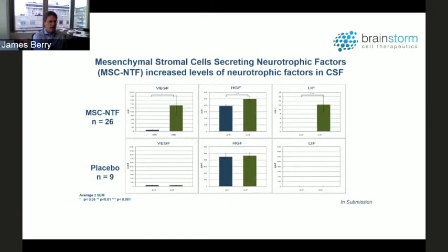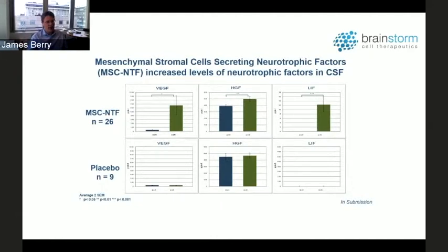We are also involved in a mesenchymal stromal cell secreting neurotrophic factor trial. So these are bone marrow-derived stem cells that are grown in culture and differentiated to secrete neurotrophic factors and then introduced back into the CSF. Brainstorm Cell Therapeutics is the sponsor of this. And it's in a phase 3 trial now.